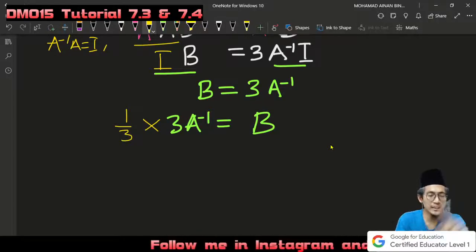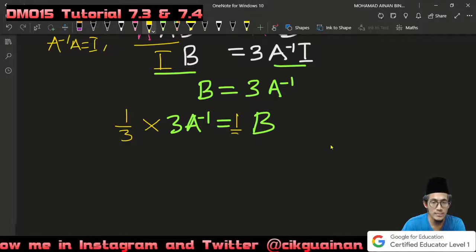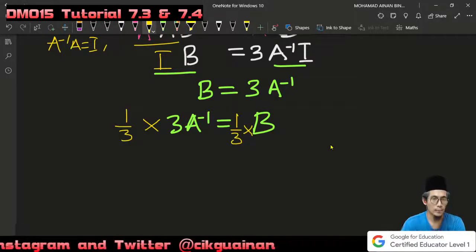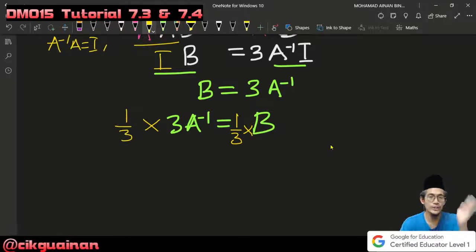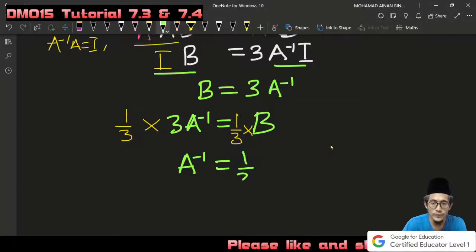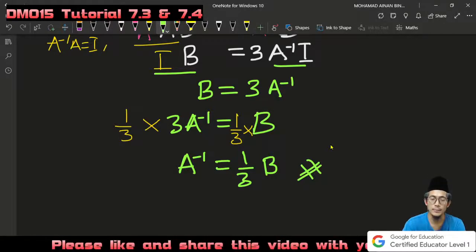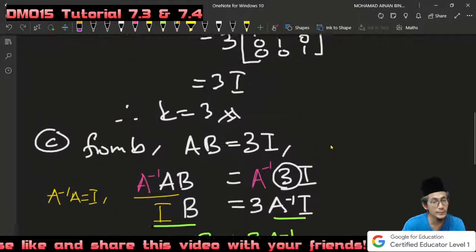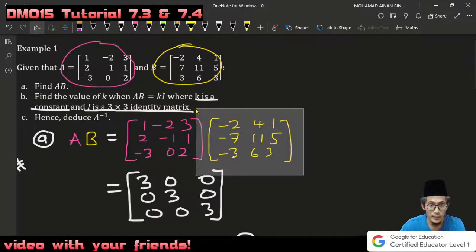Sebab apa? 3 multiply by 1/3 is 1. So this one also must multiply by 1/3. Bukan bahagi, tapi multiply 1/3. 1 over the number. So, therefore, kita dapat A inverse equals 1/3 B. This is our answer. But not yet lah. We have to gantilah what is the B. Now, where is the B? B is the yellow matrix.